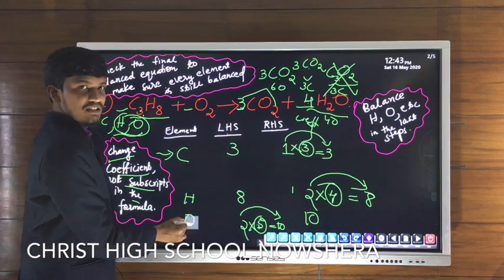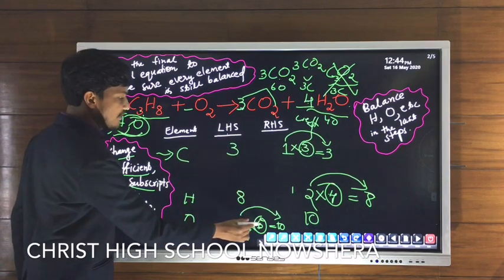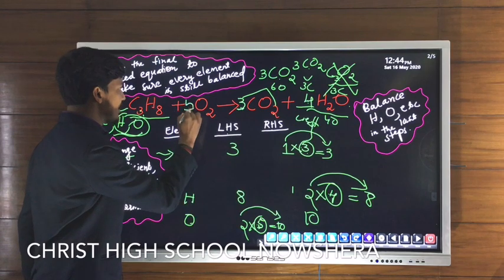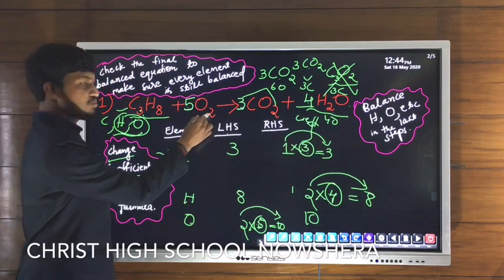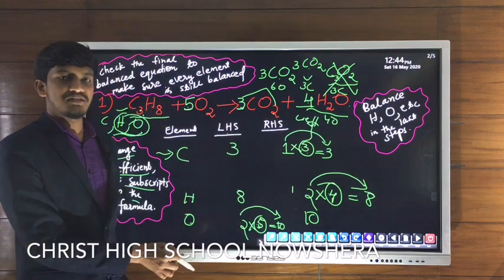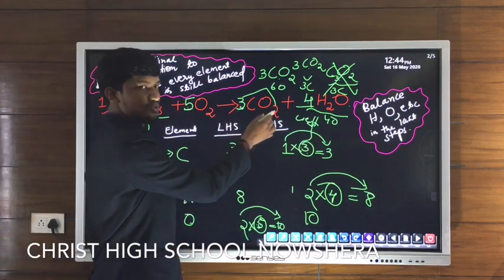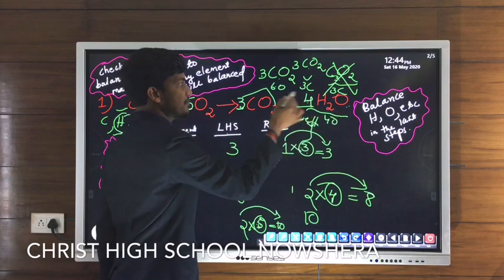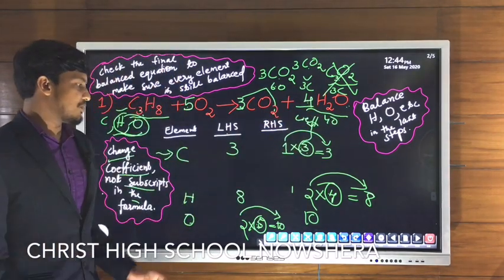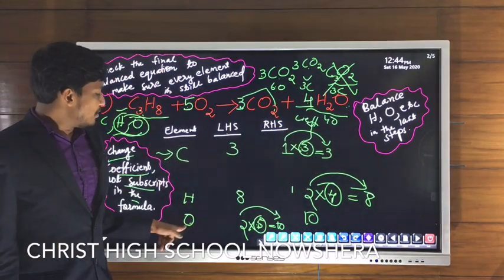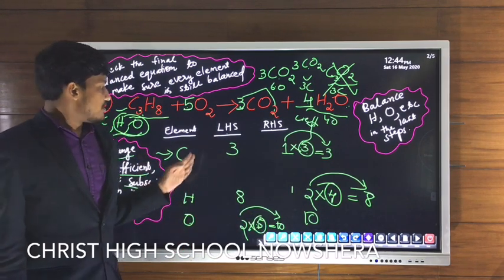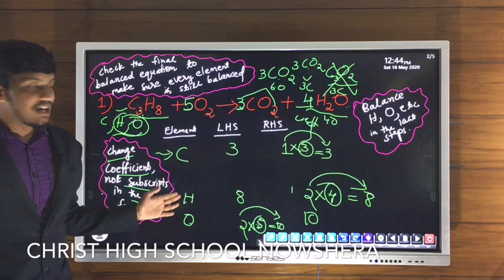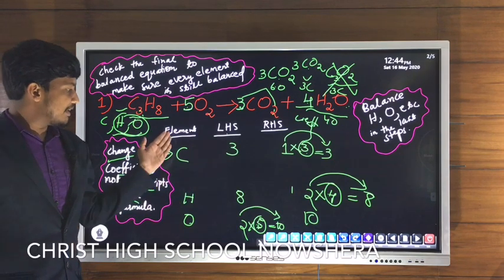For making oxygen atoms equal, which coefficient do we have to write? 5. That is, we have to write 5 here. Then we will get 5 into 2, 10 oxygen atoms, and on the right side 3 into 2, 6 plus 4 into 1, 4, 6 plus 4, 10 oxygen atoms. So now we have equalized the oxygen atoms.